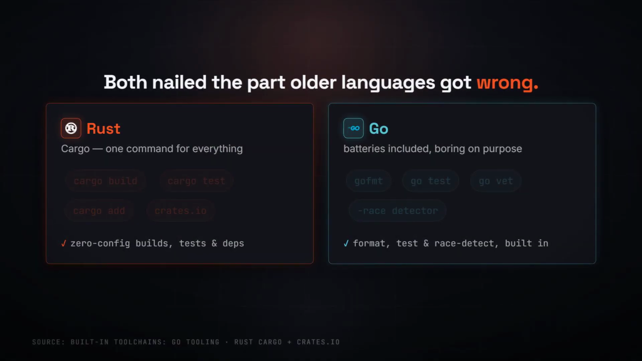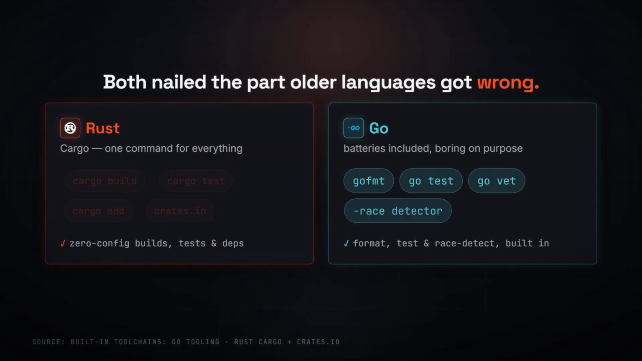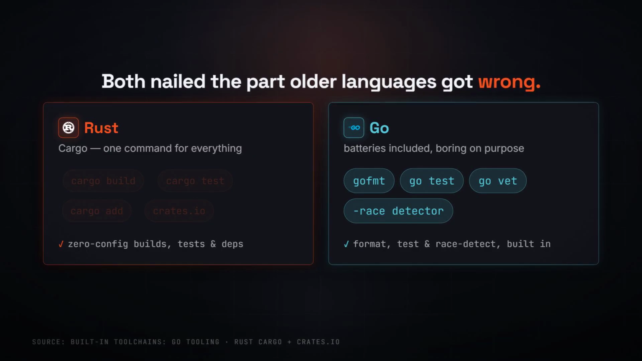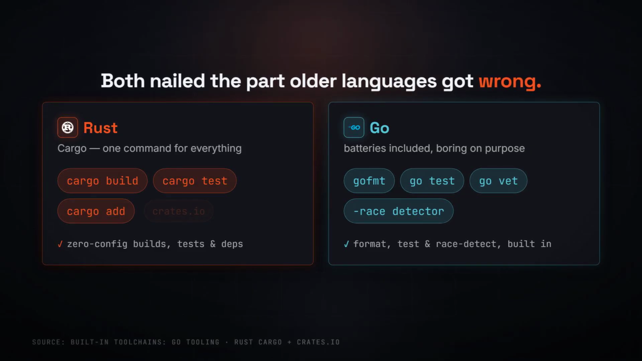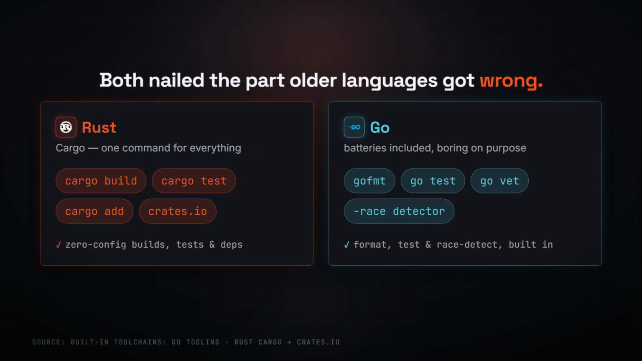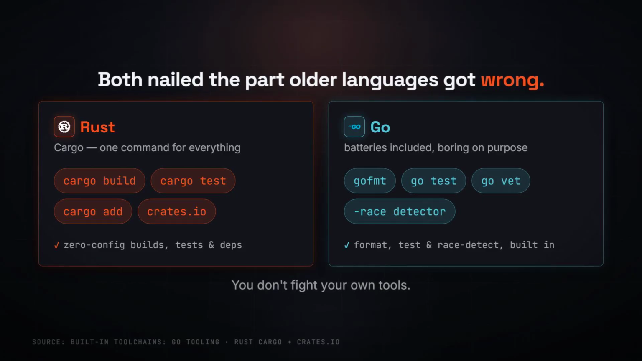Tooling and ecosystem. Go ships a formatter, a test runner, and a race detector right in the box, batteries included, boring on purpose. Rust's cargo is widely loved. One command builds, tests, and pulls dependencies, with a package registry that just works. Both nailed the part older languages got wrong. You do not fight your own tools.